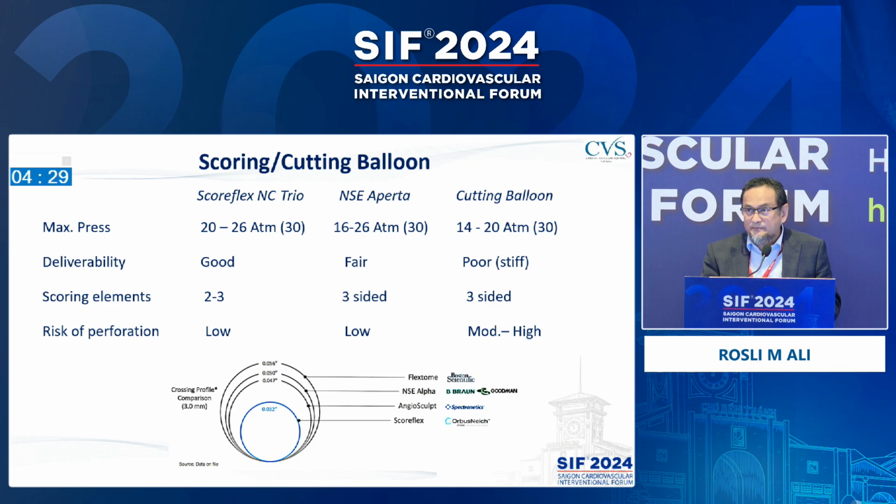Even with the NSC Alpha, this can go to very high pressure. With the cutting balloon, usually I don't use more than 20 atmospheres, but I see my Japanese colleagues go up to 30. Now I'm braver to go to 30. But remember, if the vessel is 3.0, don't use 3.0. Use a 2.75 or 2.5. Otherwise, you can have perforation.